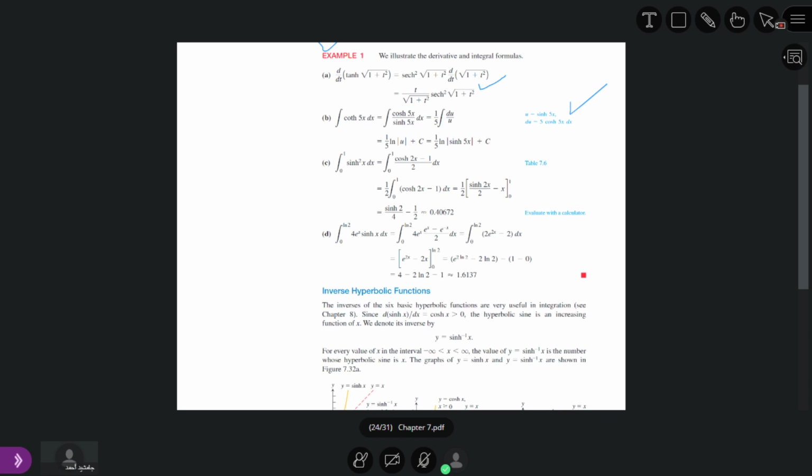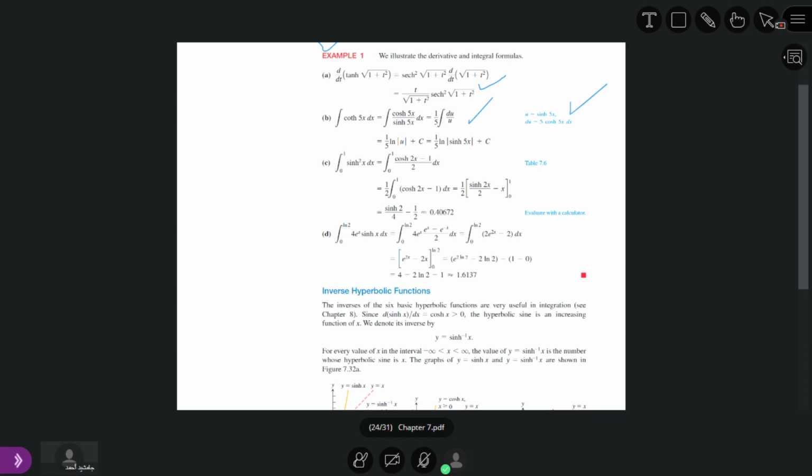Now, what is the antiderivative of 1 over u? It is equal to log natural u. So we have here 1 by 5 log natural u. What is u now? We supposed u is equal to sine hyperbolic 5x. So that is why you can see 1 by 5 ln of sine hyperbolic 5x plus constant.